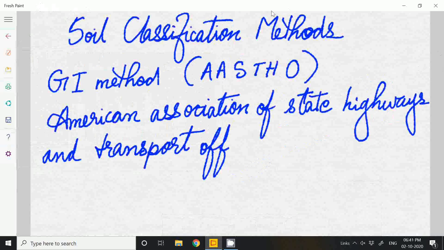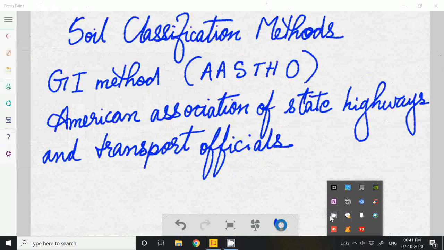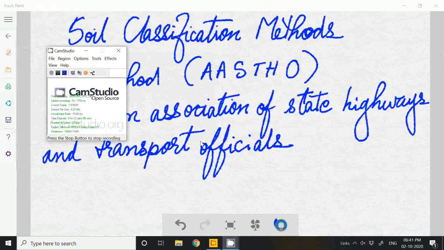Transport Officials. This is the meaning of AASHTO. Okay, and they have given the group index method, and let us see how we can calculate the soil quality. Group index method.